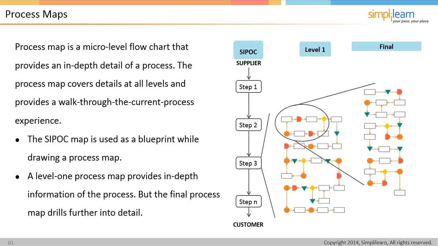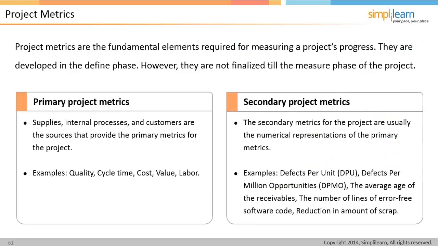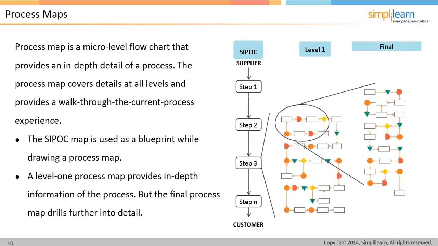So a level 1 process map provides high-level information on the process, but the final process map delves further into the details. Now I'm just going to come back to the slide for a second because there are a variety of different styles of process maps. The SIPOC map is just one example. You've probably heard of cross-functional process maps or flow charts. We talked a little bit before about value stream maps. There are a variety of different styles and types of process maps, and we'll go through them.